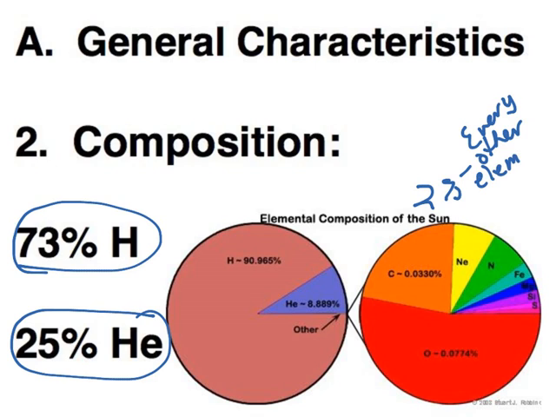Now the pie chart here shows some of the things that are slightly higher in abundance. So we've got oxygen, carbon, neon, nitrogen, iron, magnesium, silicon, sulfur, and then everything else in the periodic table. So our Sun does have all of those elements, but what dominates it? Hydrogen and helium.